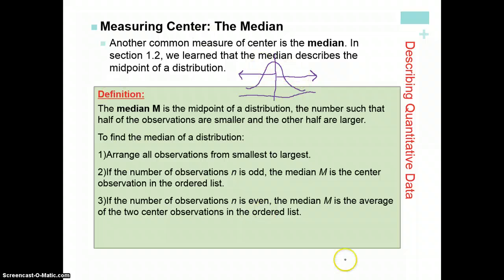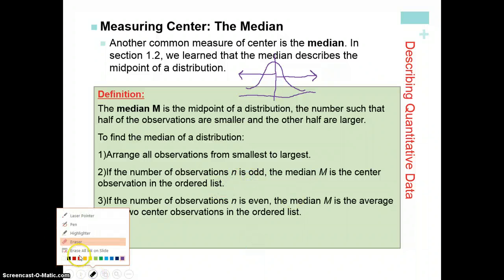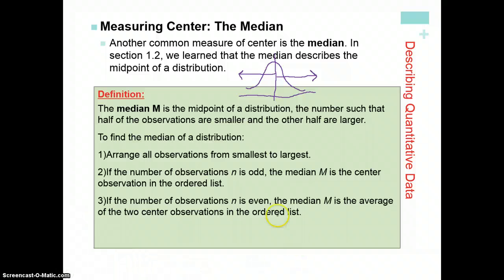Finding the median is very easy. You just arrange all observations from smallest to largest, and if the number of observations is odd, the median is very easy to find. But if it's even, it's a little trickier. So I'm going to show you why that is real quick on the next slide.